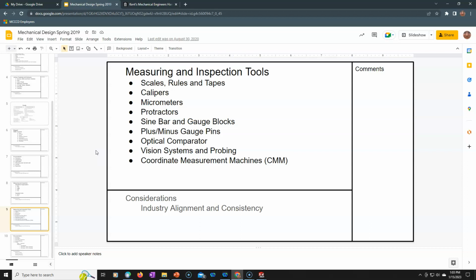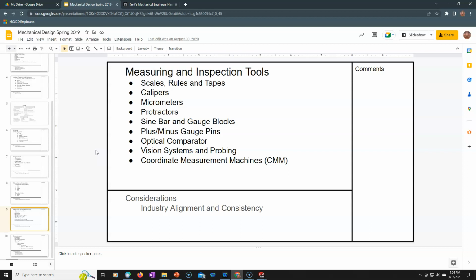Gauge blocks are handy for measuring interior geometries in the thousandth range as far as the no-go gauge. Plus-minus gauge pins, same thing. The plus-minus is also intense. So if I have a 0.250, 1/4" pin, I would expect the plus to maybe measure 2 to 3/10 of a thousandth over, and the minus to measure 2 to 3/10 of a thousandth under. So I'm still within that range, and I can say that I'm in the tolerance zone of thousandths of an inch with that go/no-go.